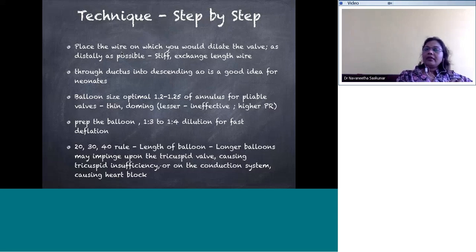So when you're doing pulmonary valve dilatation in a neonate, it is a good idea to pass the wire through the ductus into the descending aorta. That gives much more stability than placing it in either of the PAs.